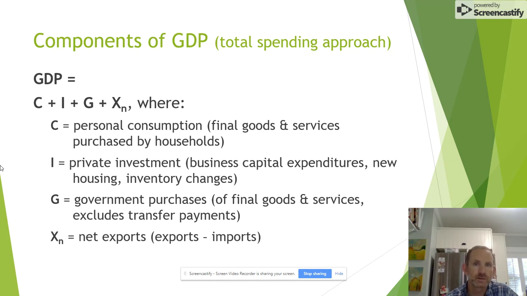Essentially, there are a couple ways of doing it. The most common way is what's called the total spending approach. They look at who spends money in the economy and try to estimate the total amount of spending. That comes down to 4 groups. C in this equation is consumption, so that's personal consumption by households for final goods and services.